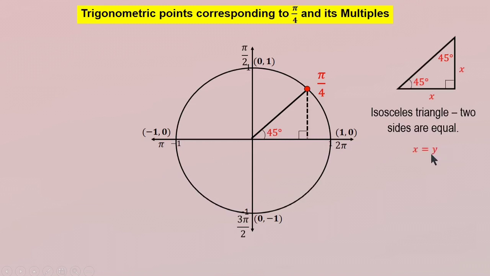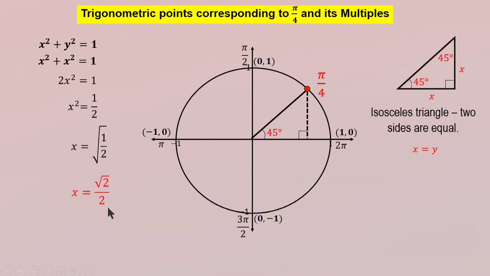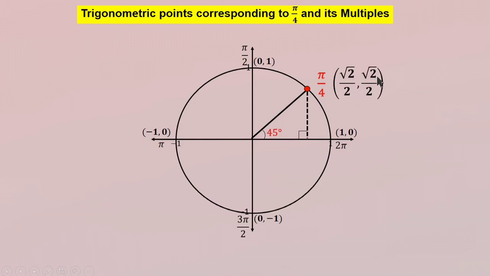The equation of the unit circle will be x squared plus x squared equals 1, since we let x be equal to y or y be equal to x. X squared plus x squared is 2x squared equals 1. Divide by 2, we have x squared equals 1/2. Take the square root of 1/2 and that is equal to square root of 2 over 2. So x is equal to square root of 2 over 2. But since x and y are equal, y is also equal to square root of 2 over 2. Hence, the coordinates of pi over 4 are square root of 2 over 2 and square root of 2 over 2.